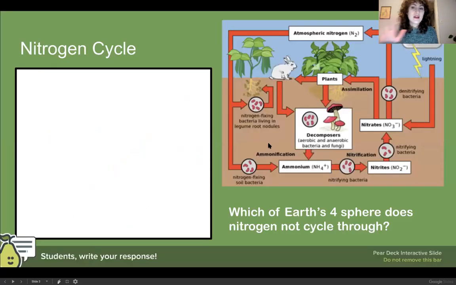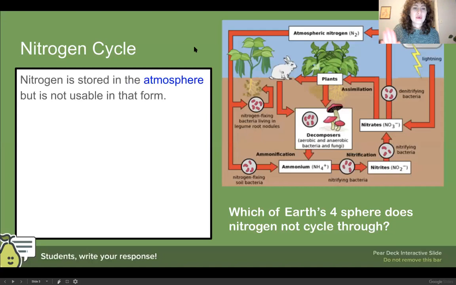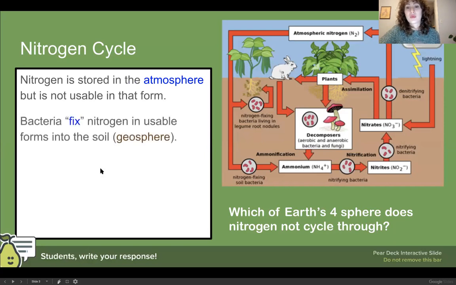So let's summarize how nitrogen moves around the different spheres of Earth. First off, nitrogen is stored in the atmosphere. We just learned in our last module that the atmosphere is made up of almost 80% nitrogen. So that's where it all is waiting to be a part of living things, but it's not usable in that form. So when we take a deep breath, we are not using any of the nitrogen that we just breathed in. We can't. So we rely on other things, and those things are bacteria.